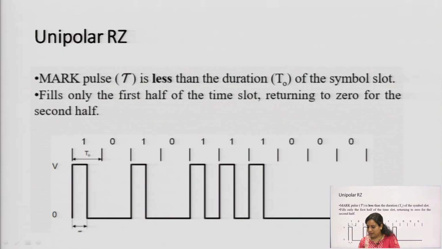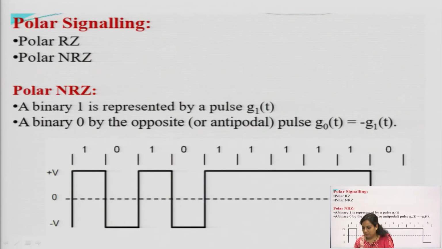This is unipolar RZ. For the half bit duration, the data will return back to 0 volt, and there will be 0 volt. Then for another, this will be for the half bit duration. So, this is how the unipolar RZ will be drawn.